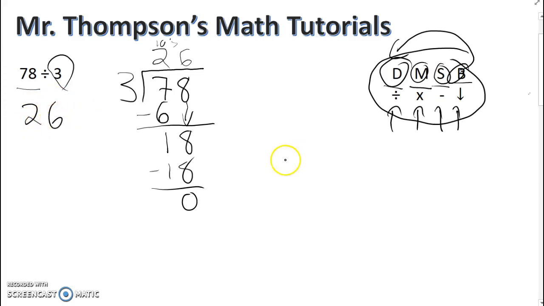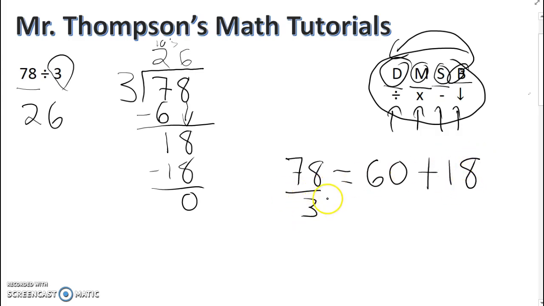Now, conceptually, what I'm doing is breaking apart this 78. 78 is actually equal to 60 plus 18. So 78 divided by 3 is really the same as dividing 60 by 3 and 18 by 3. And you can see that that's really what this algorithm is showing us. This algorithm is really showing us that we've broken apart the 78.